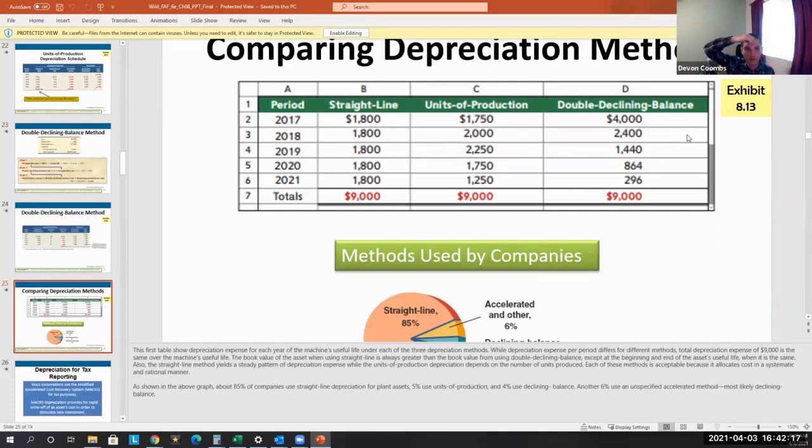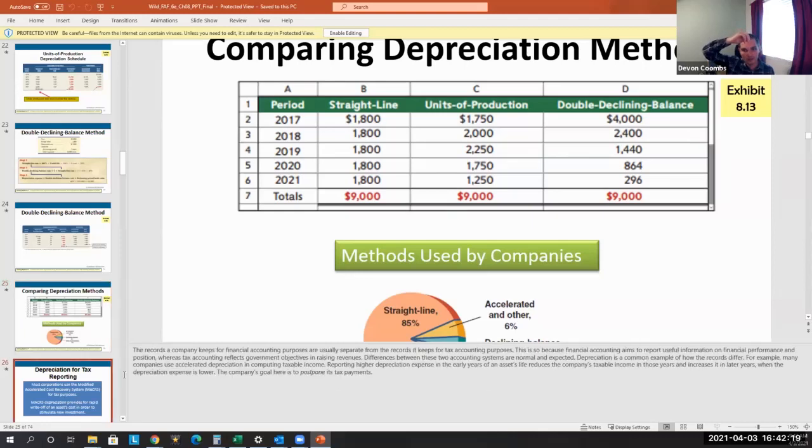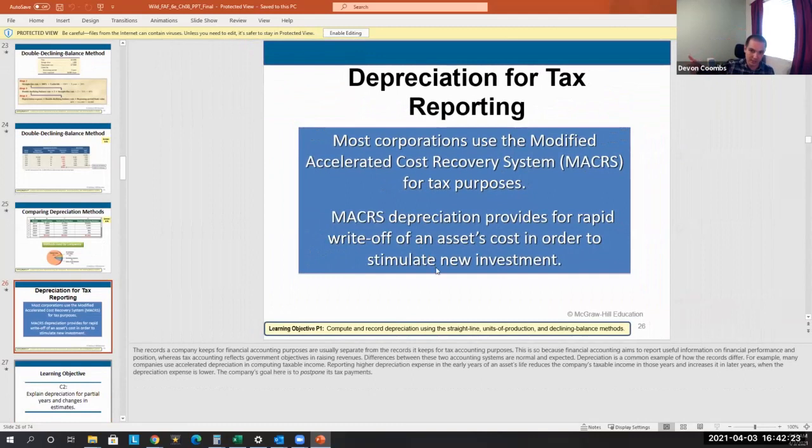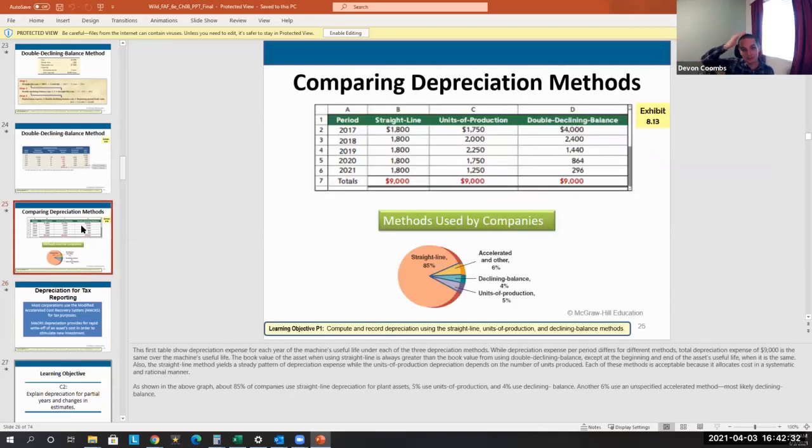And so what we're saying here is that most corporations use an accelerated depreciation for tax reporting. And so just know the tax reporting and the financial reporting might be slightly different, but it makes sense that most of us don't want to pay taxes today. So they're going to choose a methodology similar to the double declining method for tax reporting. But then for financial reporting, most choose straight line for ease of reporting.